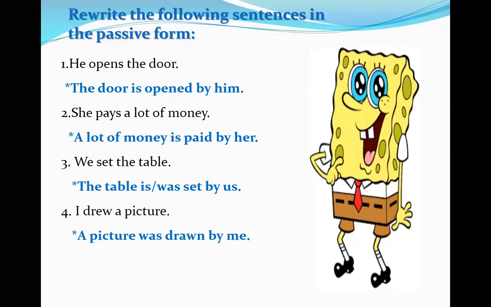Excellent, Hala. Number 5. They are wearing blue shoes. Jana, yes, you can answer. They are wearing blue shoes. It's in present continuous, so you have to use ing, being. What's your answer? Jana. Yes, Jana. Blue shoes were.